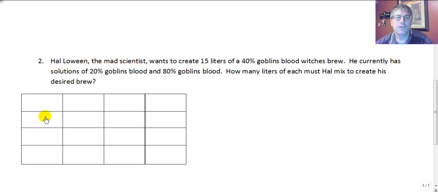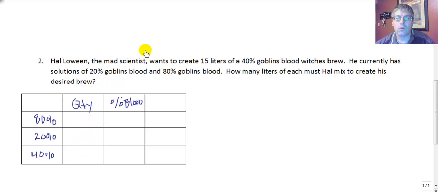Okay, so we have 2 different brews here. We actually have 3 different brews. We have an 80% witch's blood brew. We have a 20% brew, but our goal is to get a 40% brew. So that's our end mix. And like we've seen in the past here, we have a quantity of witch's brew that we'd like that is a certain percent blood. This is kind of gruesome, but it is a Halloween problem.